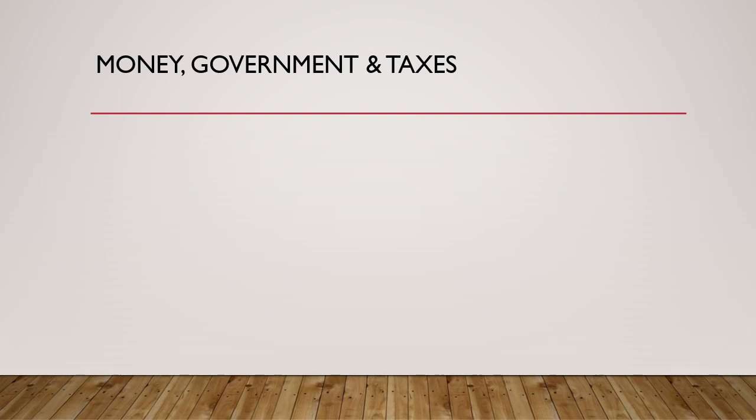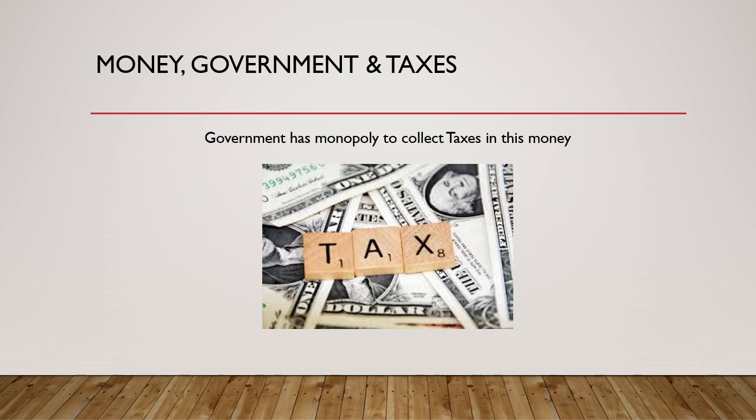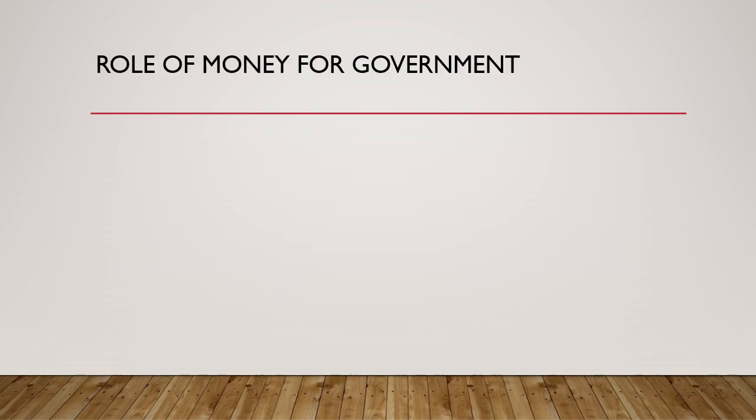Also remember the role of taxes in the system, where government has a monopoly over tax collection. Under MMT, taxes are not the source of revenue. Rather, they are a tool to control demand and thus inflation. So what is the role of money for government, and how is it different from us in the system?